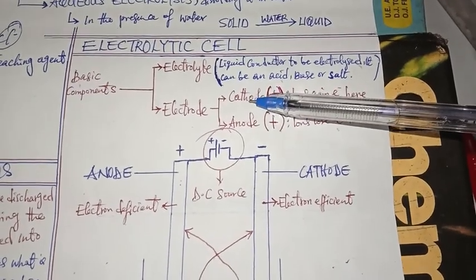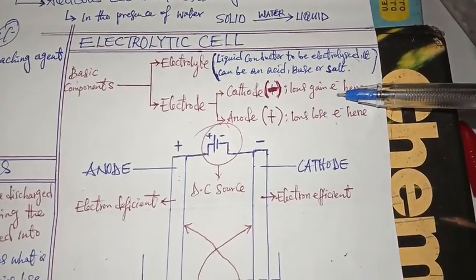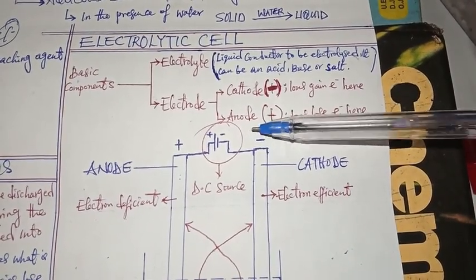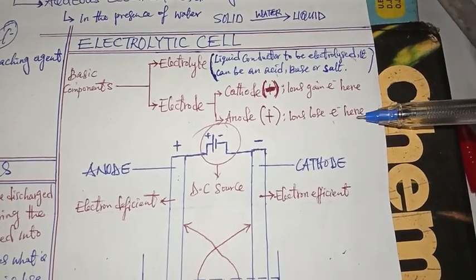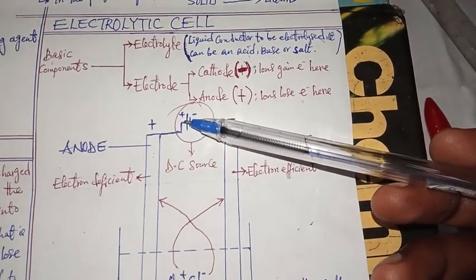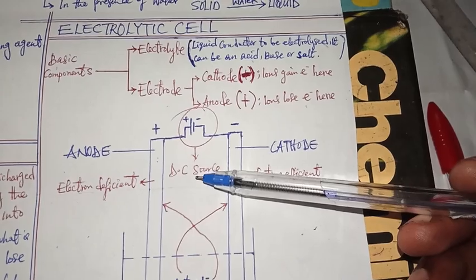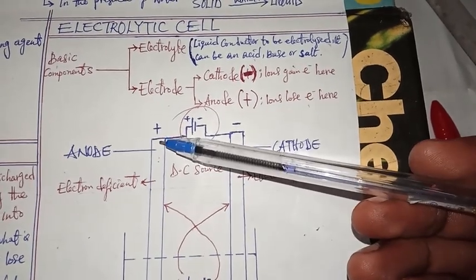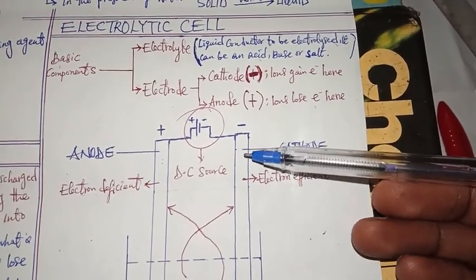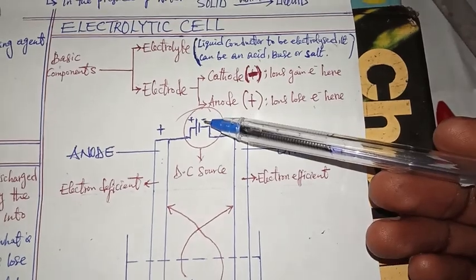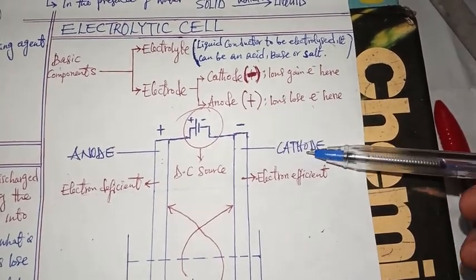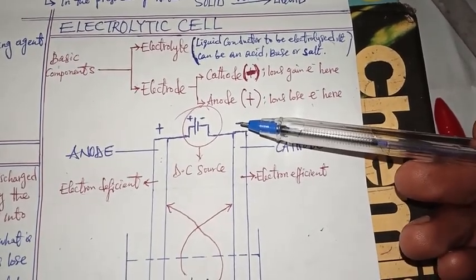Anything that moves to the cathode will gain electrons, while anything that moves to the anode will lose electrons. The anode is connected to the positive terminal of the current source, making it the positive electrode, while the cathode is connected to the negative terminal of the electric source, making it the what? Negative electrode.